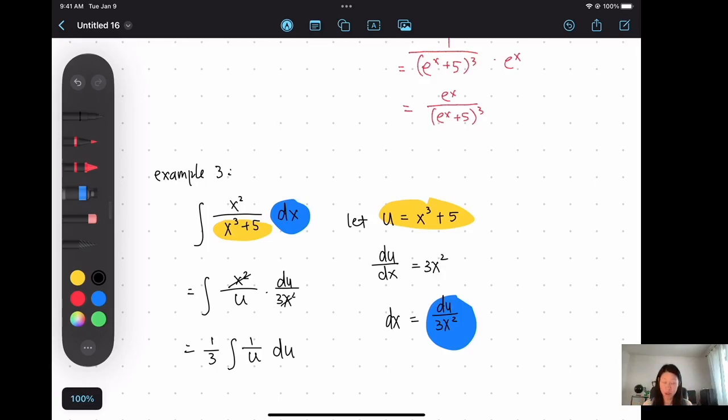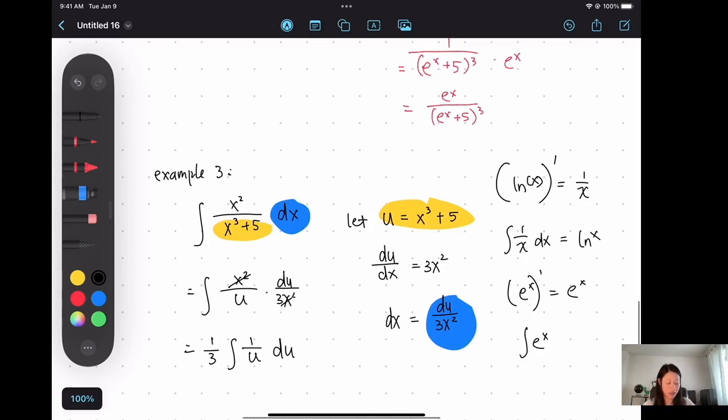So the antiderivative of 1 over u, this is the special case, which equals the natural log of u. Because there are two special cases that we learned, right? The derivative of a natural log is equal to 1 over x, so that means the antiderivative of 1 over x should equal the natural log. The other special case is e to the x: take the derivative, it equals e to the x. So that means the antiderivative of e to the x equals e to the x.